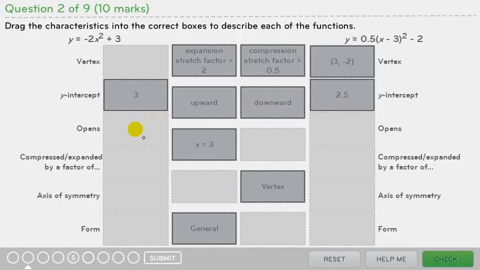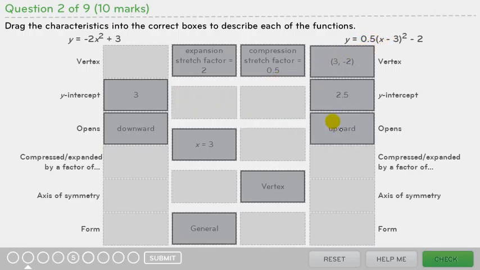Next, let's determine if our function is opening upward or downward. Because the leading coefficient is negative, the graph is opening downward. This function has a positive leading coefficient, so it must be opening upward.